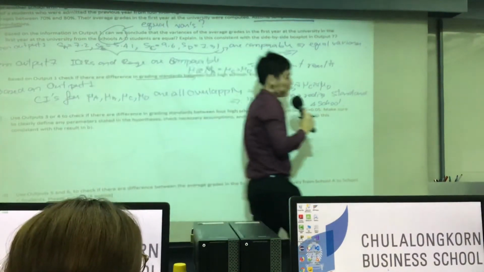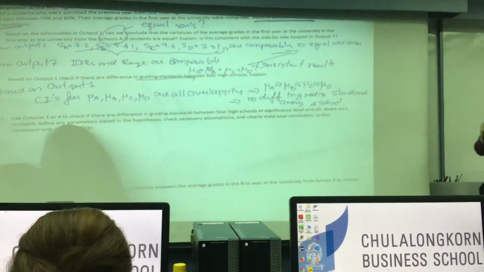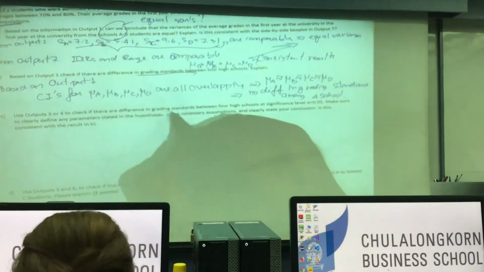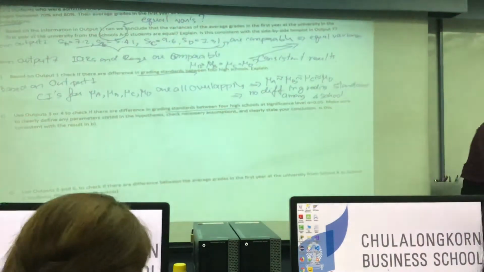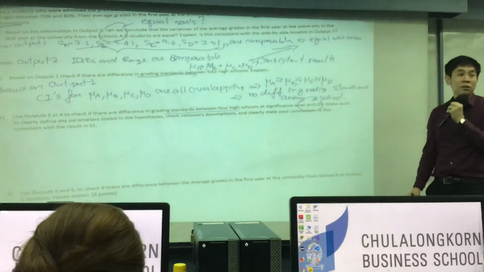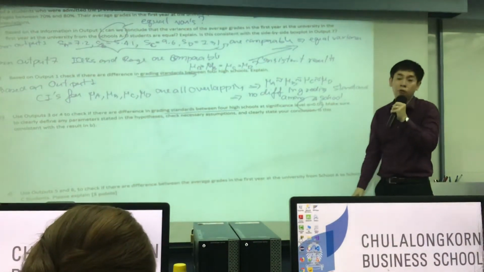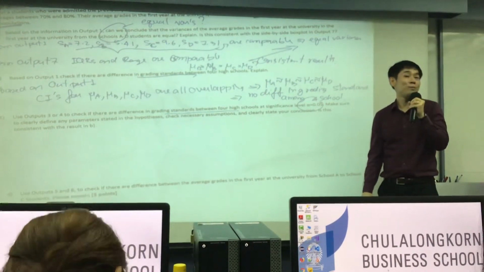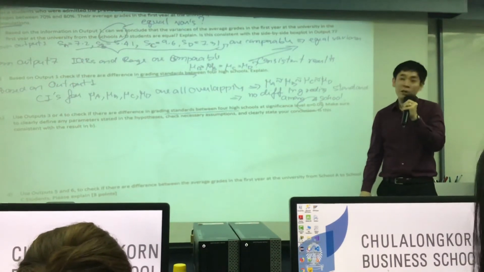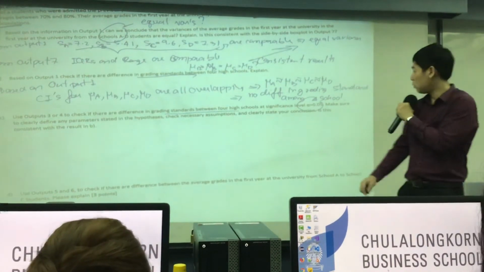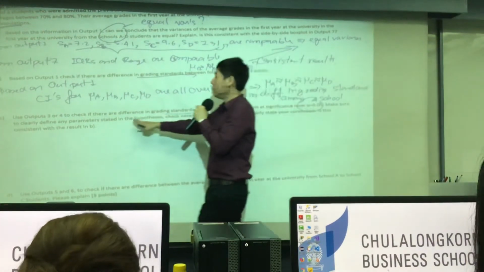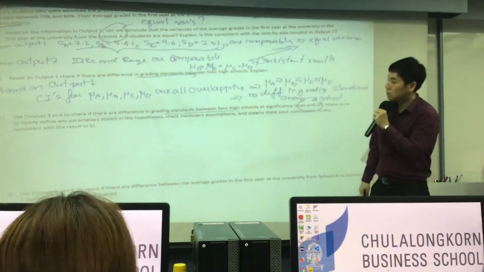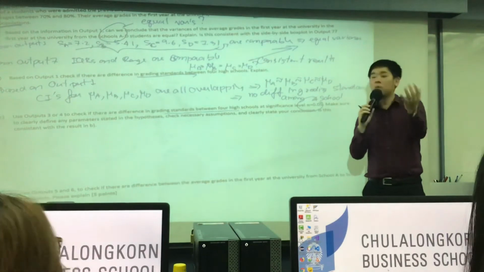Part C. Use output 3 or 4 to check if there is a difference in grading between the 4 schools. Still the same, right? It's asking if there is some difference in the 4 schools, with alpha equal to 0.05. Now it says specify alpha 0.05. Whenever you see alpha, you have to give me p values. Whenever I give you alpha, you have to give me p values, so that you can conclude. Make sure to clearly define any parameter stated in the hypothesis. Check necessary assumptions and clearly state your conclusion. Is this consistent with result B? So this is the same old thing, those 4 steps.